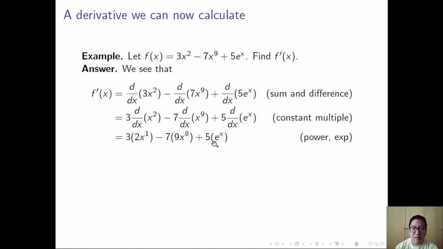Okay, so cleaning that up a little bit algebraically, we get as a final answer 6x minus 63x to the 8th plus 5e to the x. That, by God, is mathematics! I gave you a thing, you did a calculation, gave me a thing back, everybody's happy.